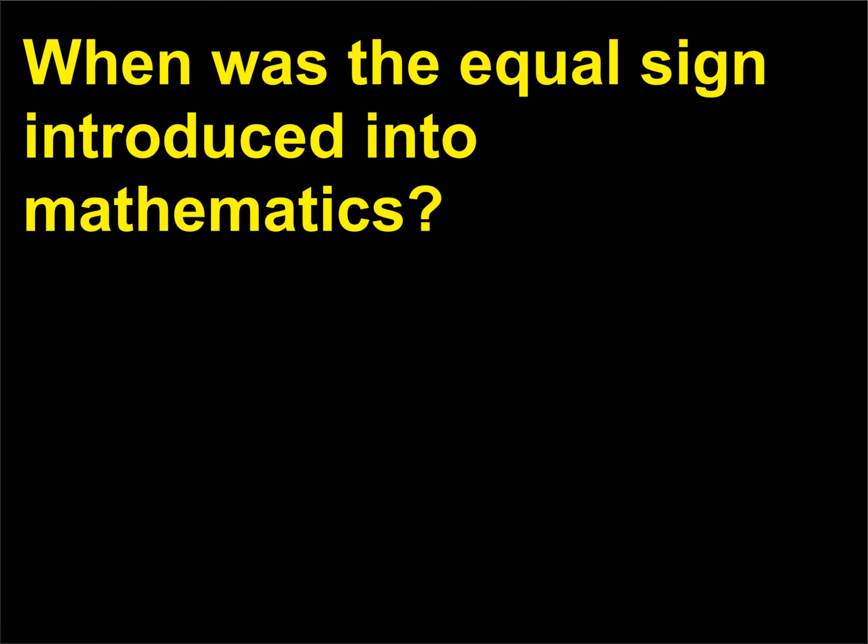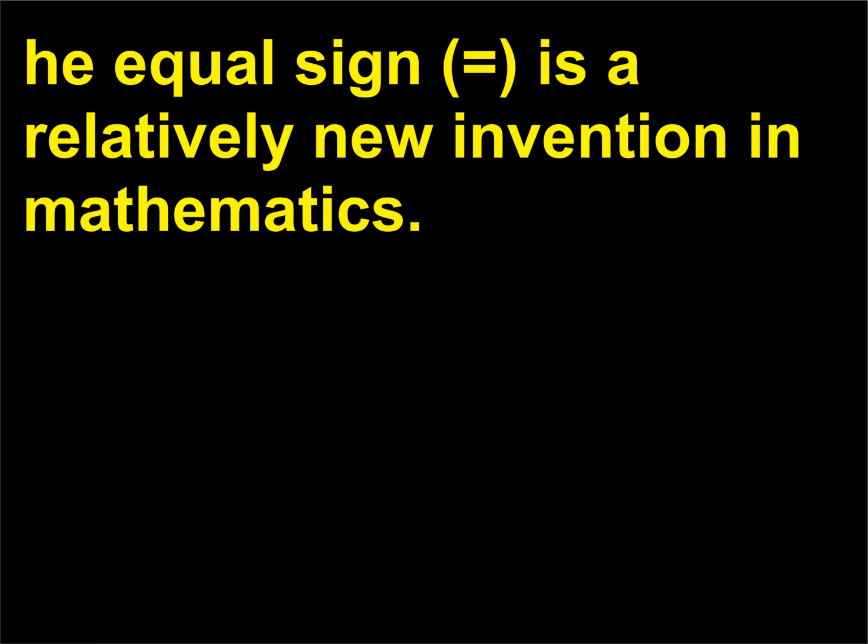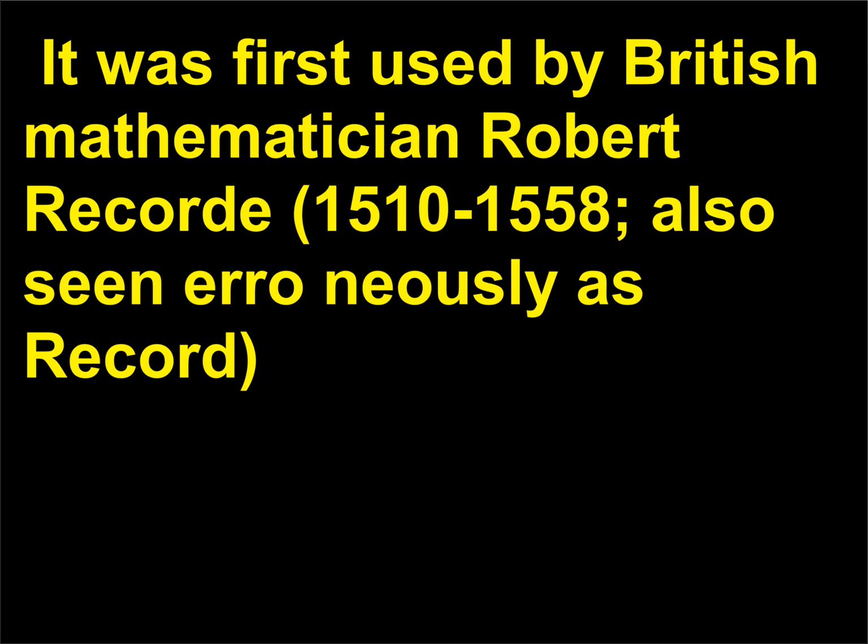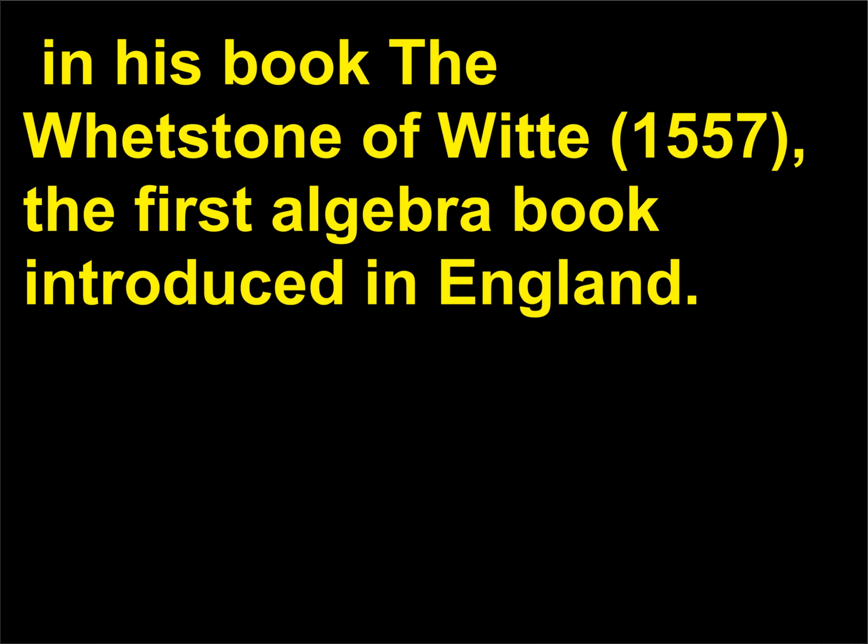When was the equal sign introduced into mathematics? The equals sign is a relatively new invention in mathematics. It was first used by British mathematician Robert Recorde, 1510 to 1558, also seen erroneously as Record, in his book The Whetstone of Witte, 1557, the first algebra book introduced in England.